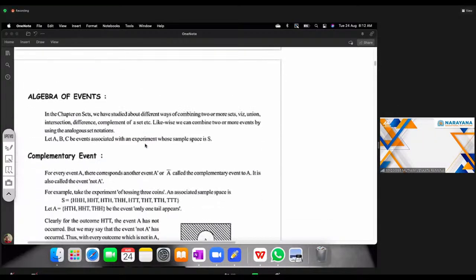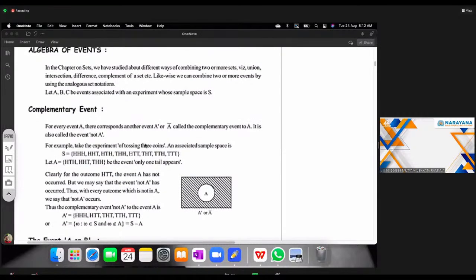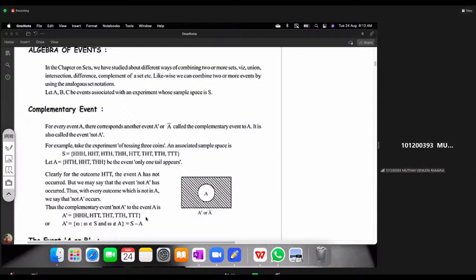So compound event is this one. Algebra of events. This is more like your set theory, beta. A quick recap on your set theory type of thing. Complementary event.